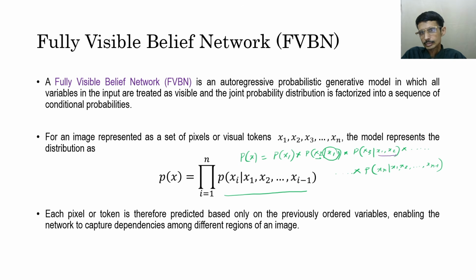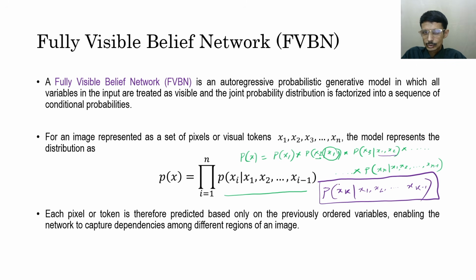x3 depends on x1, x2. And for xk, we say x of k depends on x1, x2, up to xk minus 1. So this is a special case. What is the previously ordered? These are the previously ordered variables, enabling the network to capture the dependencies among different regions of an image.